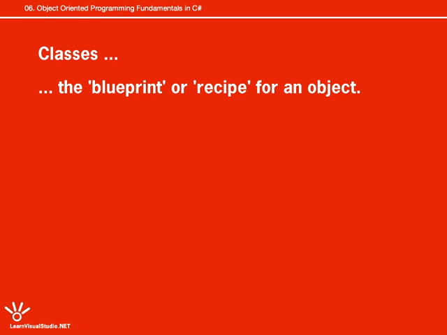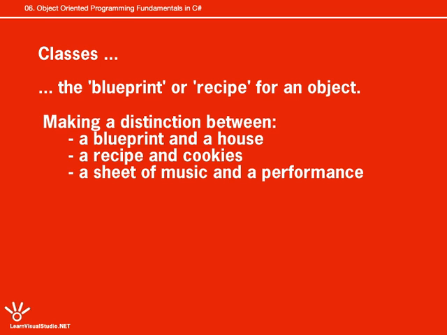The basic building block of object-oriented programming is a class. Think of a class as a blueprint on how to build a house. Or think of it as a recipe that explains how to create a batch of chocolate chip cookies. Or you can think of it as a sheet of music that someone can perform. In each of these cases, there's a distinction to be made.